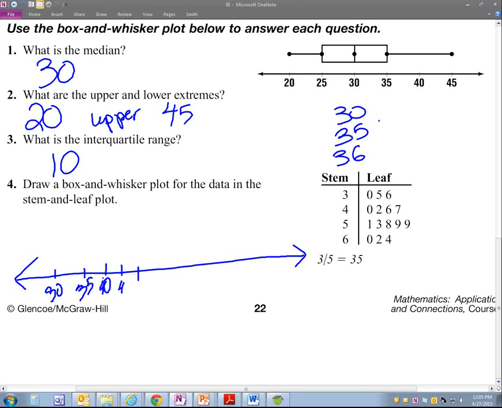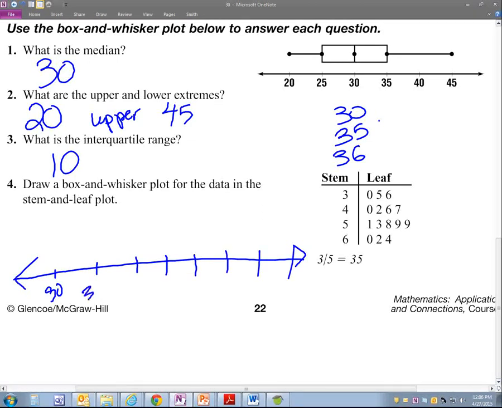35, 40, 45, 50. Okay? We could spread that out a bit, right? So we would need to do 30, 35, 40, 45, 50, 55, 60, 65. Good. I'm going to move this down a little bit.